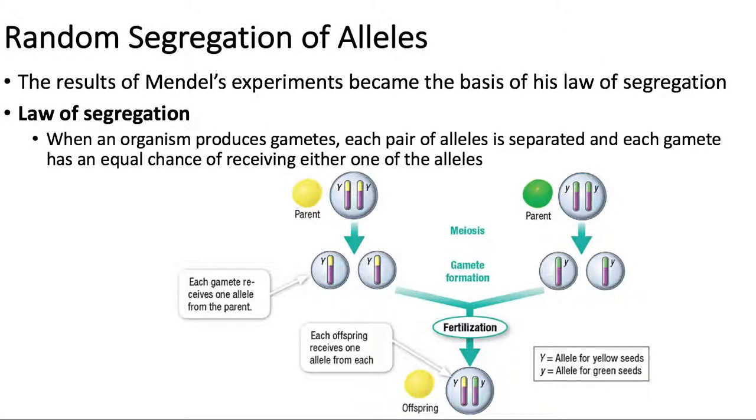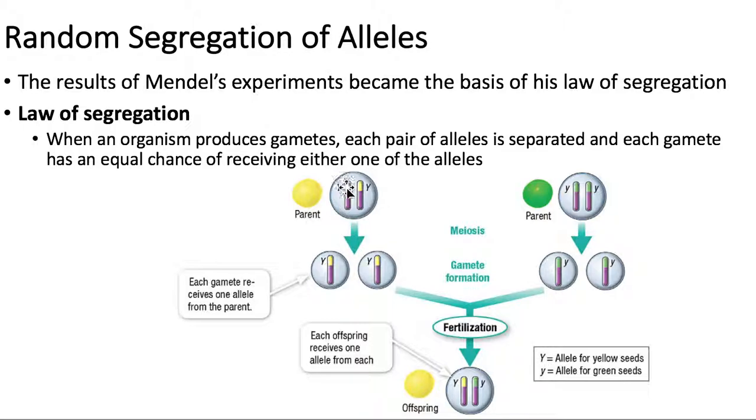This led Mendel to really think critically and come up with an important law known as the law of segregation. And the law of segregation states this: when an organism produces gametes, each pair of alleles is separated, and each gamete has an equal chance of receiving either one of the alleles.